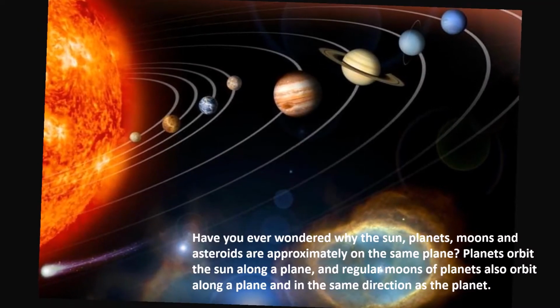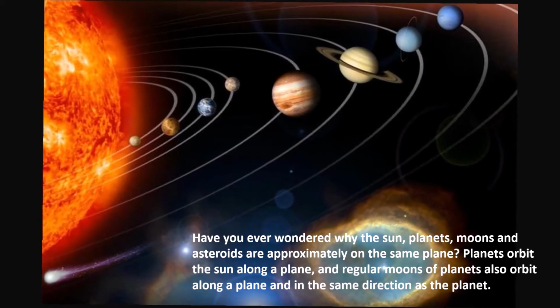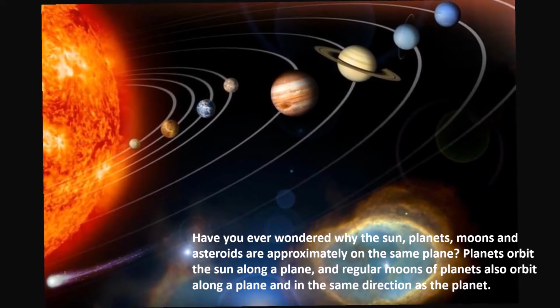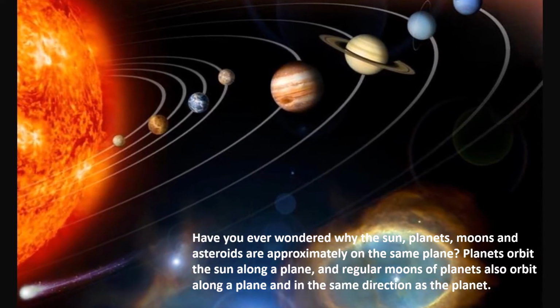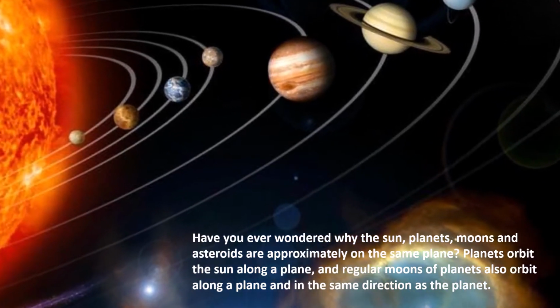Have you ever wondered why the sun, planets, moons and asteroids are approximately on the same plane? Planets orbit the sun along a plane, and regular moons of planets also orbit along a plane and in the same direction as the planet.